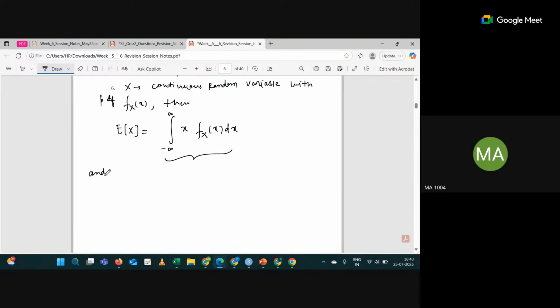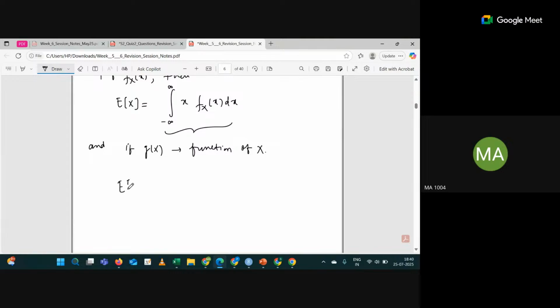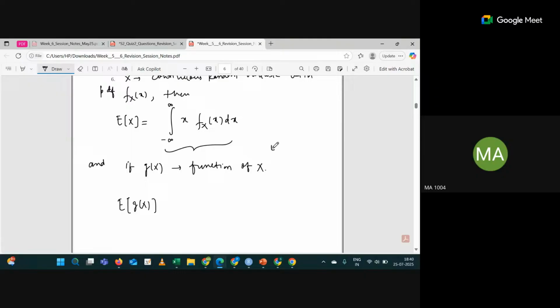Suppose you have been given g of X, a function of random variable X. Any function of random variable X is given to you, then how will you calculate the expected value of g of X? One more thing, can you tell me, in the case of a discrete random variable, how did you calculate the expected value of X square?